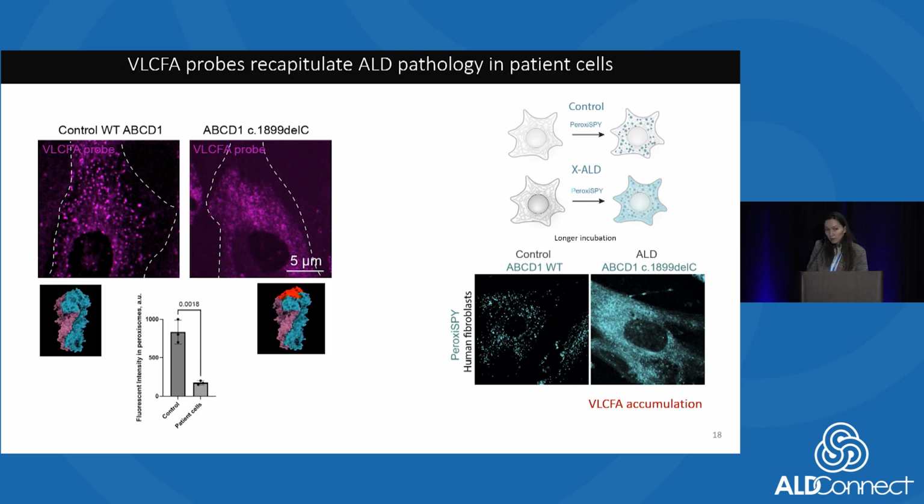But if we incubate these probes for a longer time, several hours or days, then we see an interesting thing. In ALD patient cells, there is an accumulation of very long-chain fatty acids all over the cell, in the cytoplasmic areas, on the membranes. This is actually a recapitulation of the disease pathology as we know it on the molecular and cellular level. Basically, we see that very long-chain fatty acids accumulate and potentially incorporate in other membranes, which is probably one of the first steps in the toxicity development.